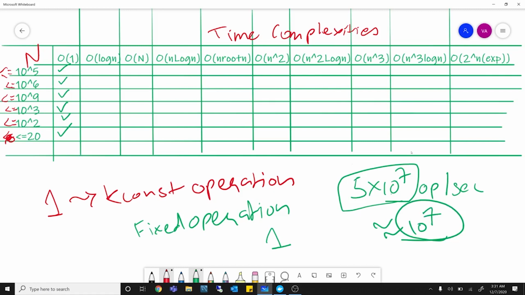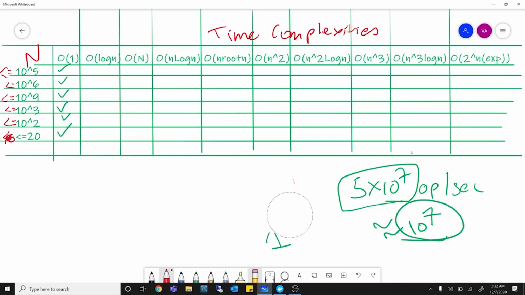So without further ado, let's start with the first time complexity, or rather I should say the first constraint, that we're going to discuss. The first constraint I'm going to discuss is about 10 to the power 5. So of course O(1) is valid. Now let's talk about O of log n.